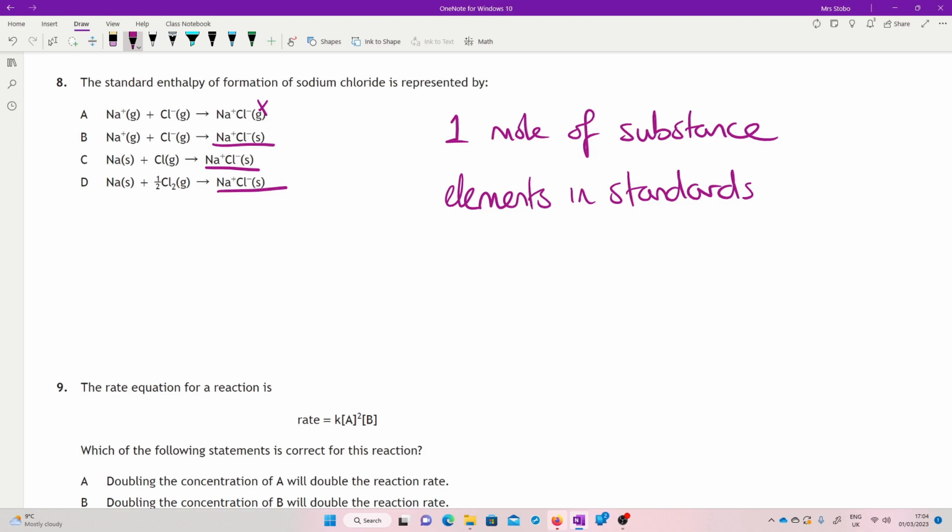And 1 mole, so I can't help, that's not helping. Elements in their standard states, right? So sodium ions, that is not a standard state for sodium, so get rid of that one. And sodium is a solid, that's fine. Chlorine is a gas, absolutely, but chlorine in its standard state is Cl2, not Cl, so D.